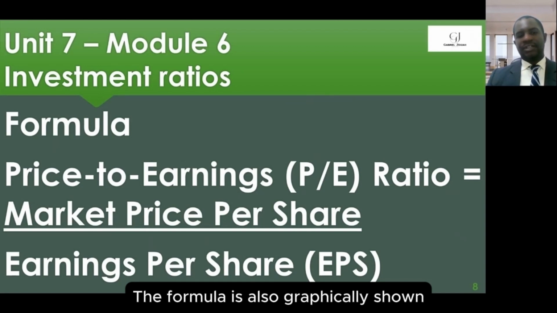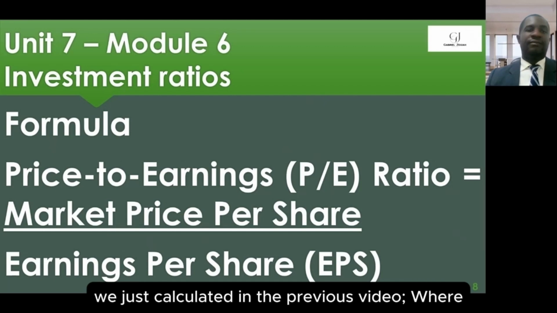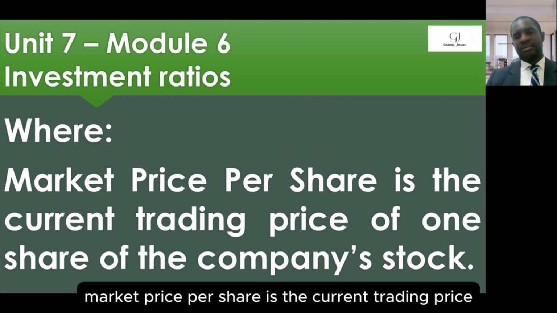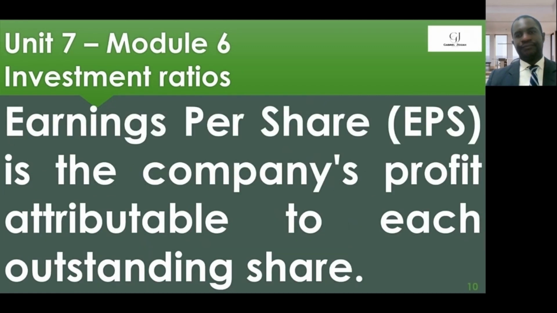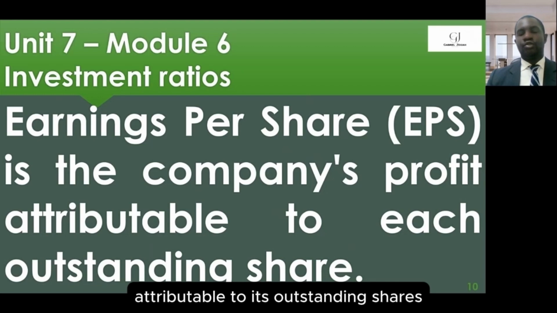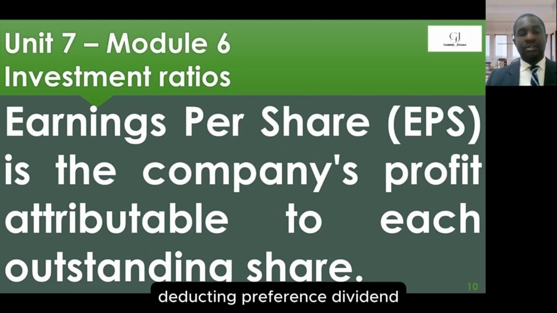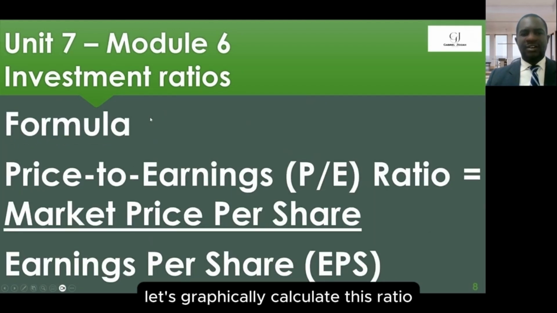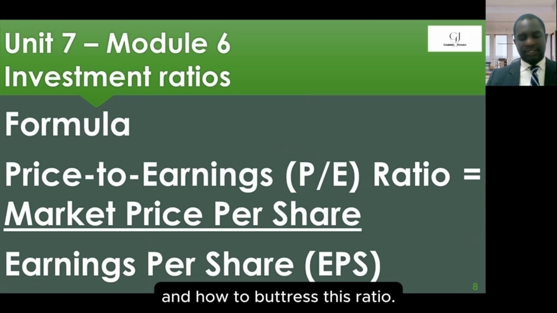The formula is also graphically shown as market price per share divided by the earnings per share we just calculated in the previous video, where market price per share is the current trading price of one share of the company's stock in the market. And the earnings per share is the company's profit attributable to its outstanding shares, as we just calculated by taking the profit after tax, deducting preferred dividend, and dividing it by the nominal value of the shares. So by way of illustration, let's calculate this ratio and look at practically what it means and how to address it.